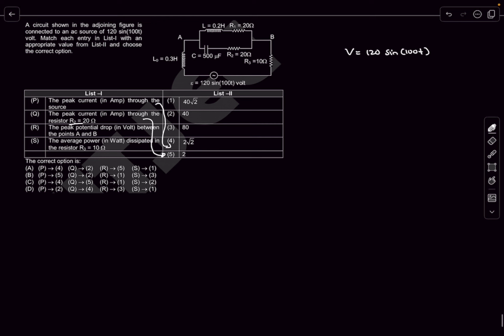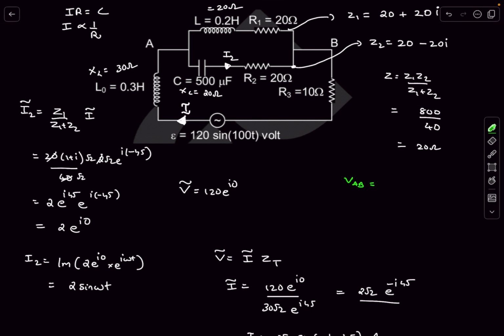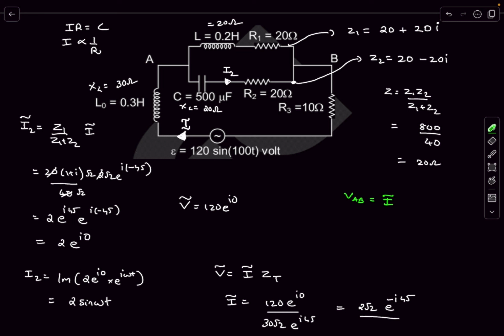Okay, and in option 3 they are asking us about the peak potential drop between A and B. So we figured out the impedance between A and B, right? So that is simply the impedance of this entire thing, and that came out to be 20 ohms. So the potential across this is going to be I into Z basically. So V tilde across AB is equal to the total current I times ZAB. So ZAB is simply 20, right? It doesn't have any imaginary part.